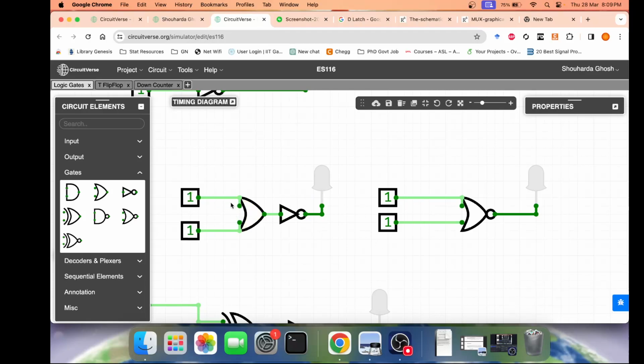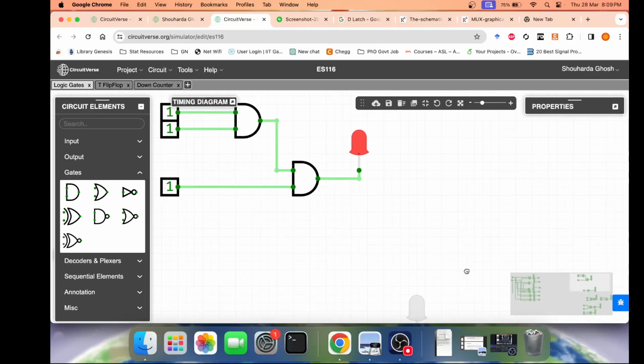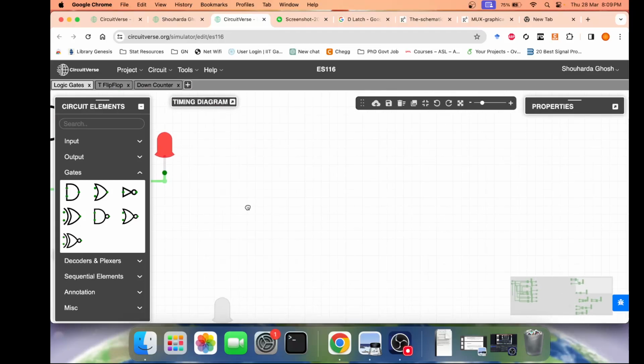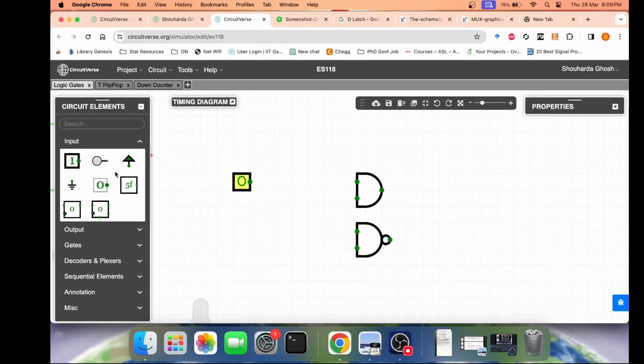You can see 1 1 gives the same output, 0 0 gives the same output, 0 1 is off, 1 0 is off. So NOR is the inverse of OR. I can do the similar thing for the AND gate as well. So the AND gate and the NAND gate. Let me choose two inputs. A single input can actually drive multiple gates.